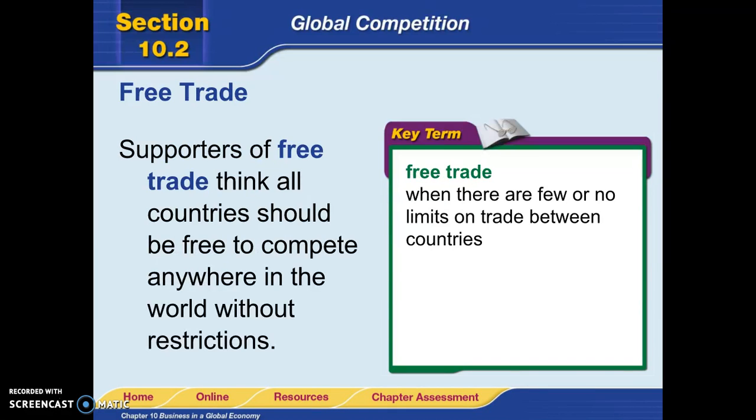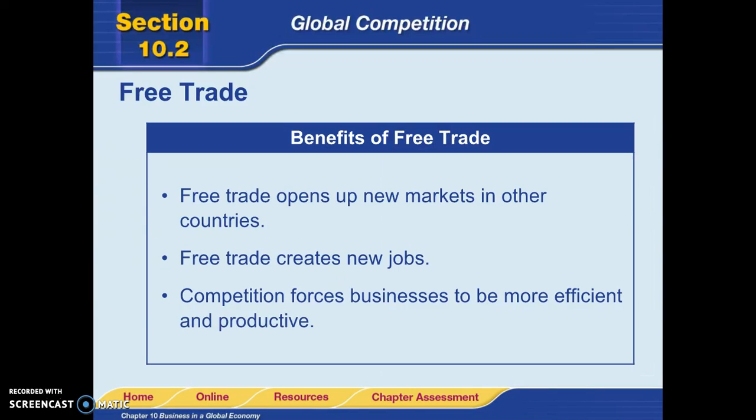Free trade. This is what we have in place right now, put in place by Bill Clinton back in the early 90s. Free trade means all countries should be free to compete anywhere without restrictions. When a free trade agreement like NAFTA, the North American Free Trade Agreement, is in place, there are few or no limits on trade between countries, which means apples to oranges doesn't matter. Hey, let's trade. You need it, we've got it, you want it, we can provide it. And then a deal is made.